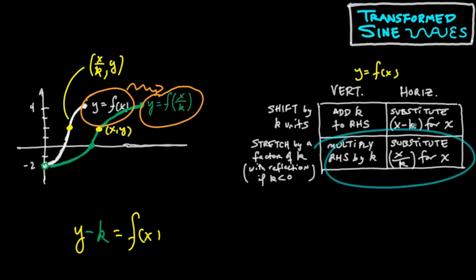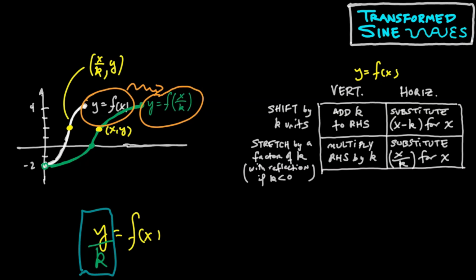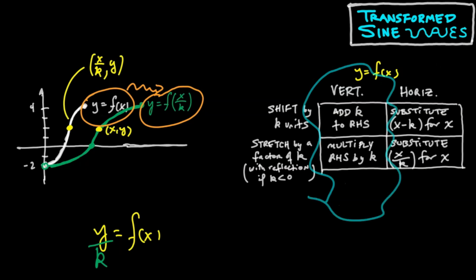Same thing holds right here, because if we have y equals f of x, and we multiply the right-hand side by k, that's equivalent to dividing the left-hand side by k, which is equivalent to substituting y over k for y. So we could have put in that cell, substitute y over k for y. It would be completely equivalent. And if we were working with equations that were not in this form, those substitutions for y would be exactly how we would carry out the vertical transformations. They actually hold in that form no matter what this equation looks like.